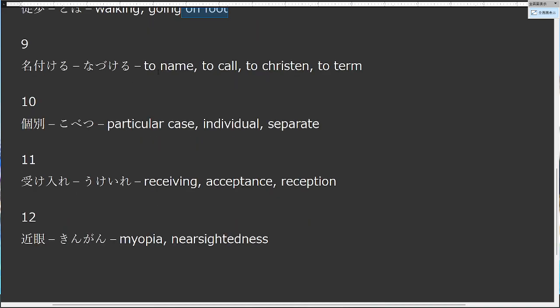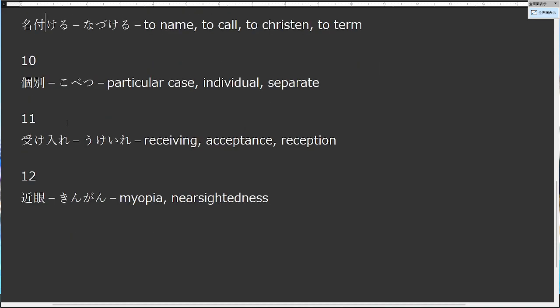Number 9 is nazukeru. Nazukeru is to name, to call something, to christen, or to term something. Na on the left side is for name, and zukeru on the right side is for attaching. So you are attaching a name to something. Nazukeru is to name, call, or christen.